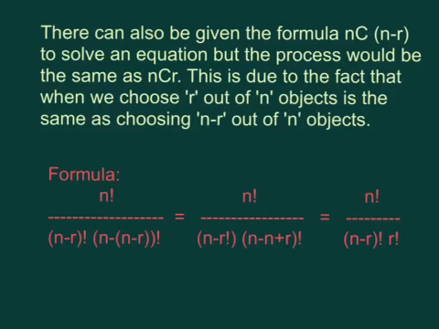And you can also be given the formula of nC(n minus r) to solve an equation, but the process will be the same as nCr. This is due to the fact that when we choose r out of n objects, it's the same as choosing n minus r out of n objects. So what is this? Because the formula of nC(n minus r) is this one. But if we start to simplify it, we multiply this, then we get this, then we multiply this, and we get this. And if you remember from the previous slide, this was the formula for nCr. So it will give us the same answer, but it's easier to use this formula because you will only need to do a smaller process.